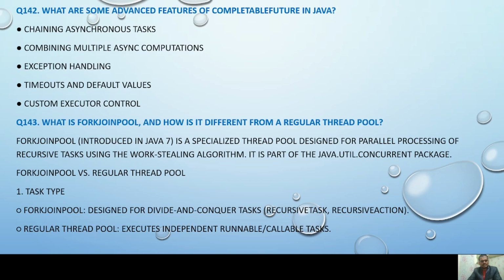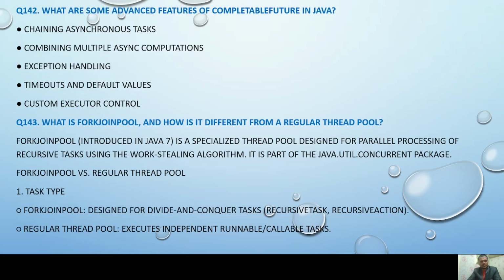Next question. What is ForkJoinPool and how is it different from a regular thread pool? ForkJoinPool, introduced in Java 7, is a specialized thread pool designed for parallel processing of recursive tasks using the work-stealing algorithm. It is part of the java.util.concurrent package. ForkJoinPool versus regular thread pool. Task type: ForkJoinPool is designed for divide-and-conquer tasks, RecursiveTask, RecursiveAction.